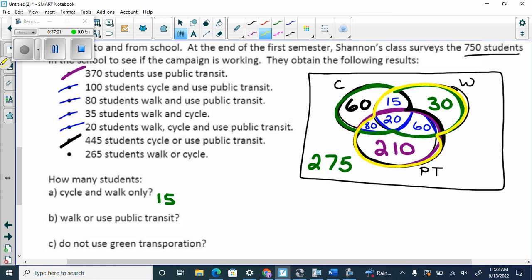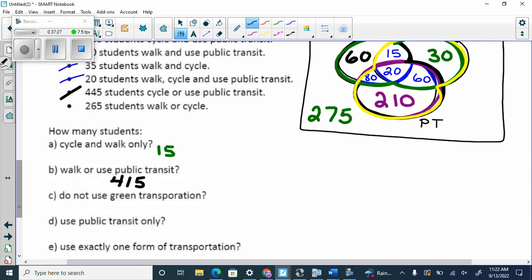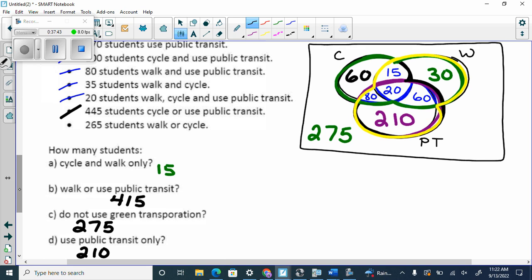Yellow's not going to even show. Do not use green transportation. 275. Use public transit only. How many up there are in the public transit only spot? Yeah. 210. Use exactly one form of transportation. 210 plus 90 is 300.